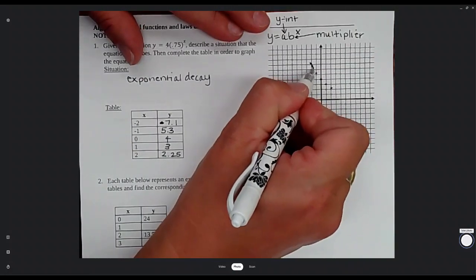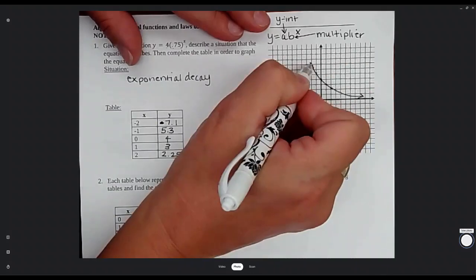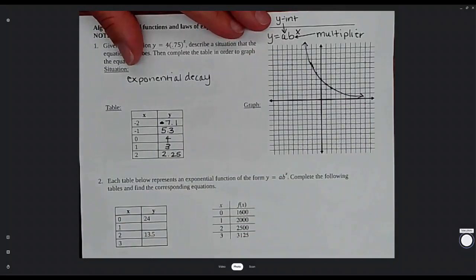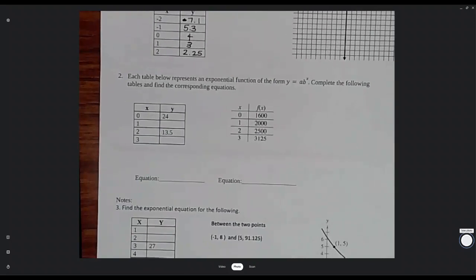Remember these are going to be curves that look like this. These also have horizontal asymptotes at 0. So it shouldn't cross that 0 line, otherwise known as the x-axis, because they do have an asymptote there. There's no value that we could plug in to get a 0. So that's the first one, just reviewing the basics. Let's take a look at the second one.